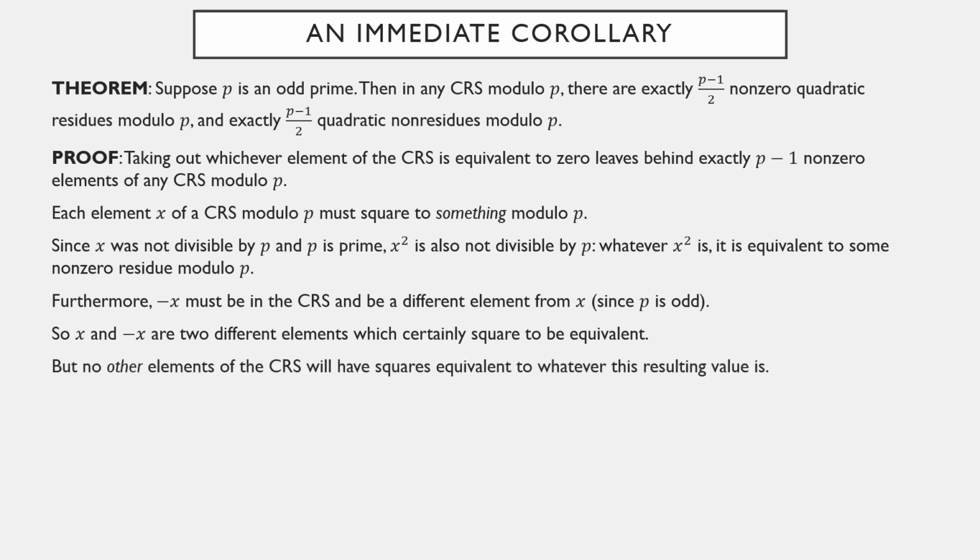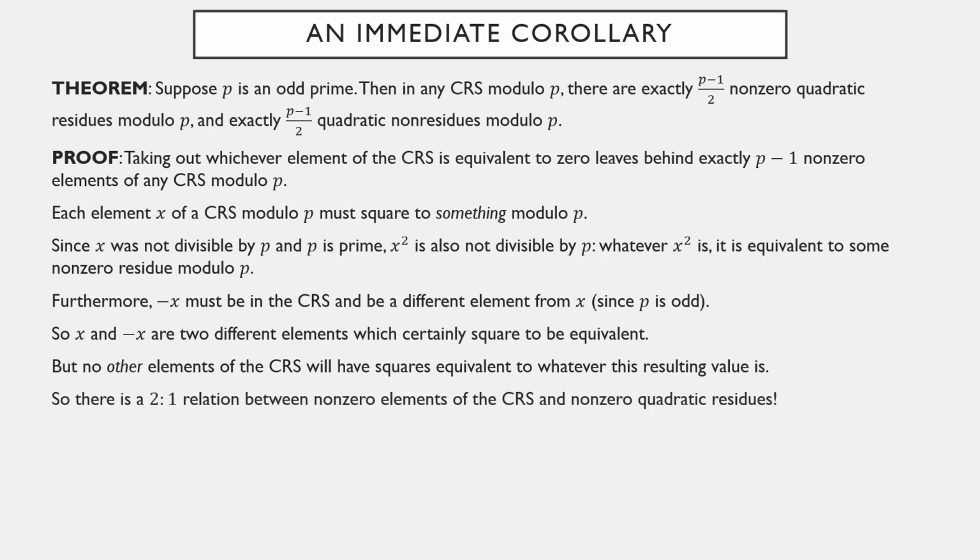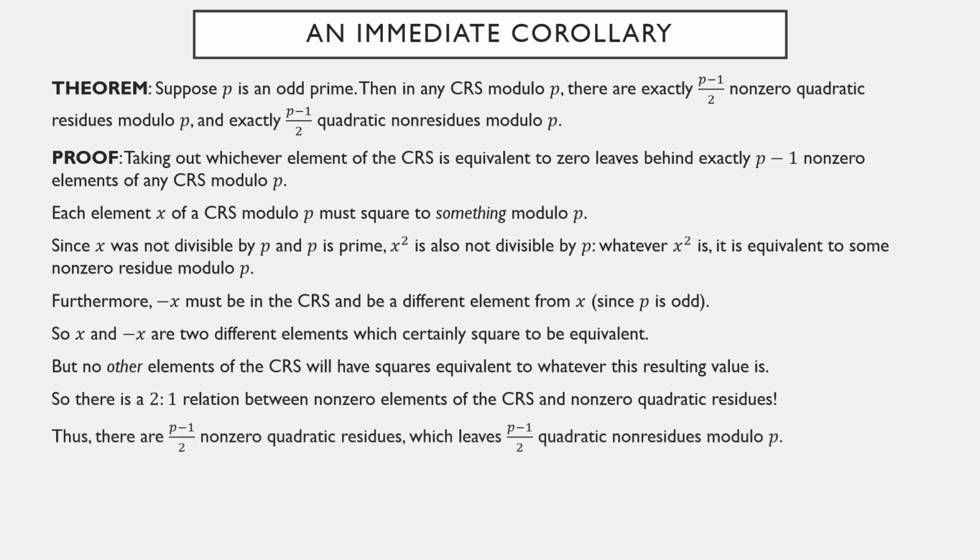But nothing else can square to be whatever that was. If x squared is equivalent to a, then so is negative x squared. But nothing else can square to be equivalent to a because the polynomial x squared equivalent to a mod p can have exactly two solutions or 0. So whatever numbers are non-zero quadratic residues have exactly two numbers that square to be equivalent to them. So there's a really nice 2-to-1 relationship being set up. The non-zero elements on the one side and the non-zero quadratic residues on the other. For everything that is a non-zero quadratic residue, there's exactly two things that square to be equivalent to it.